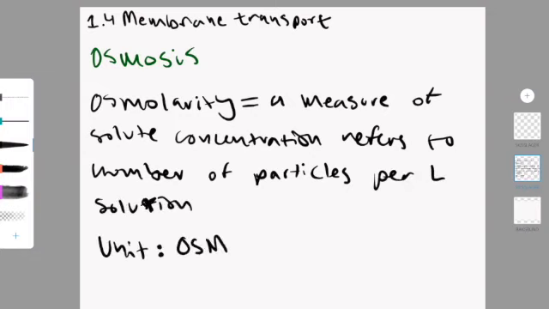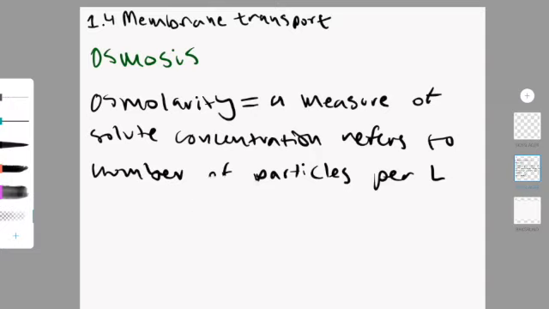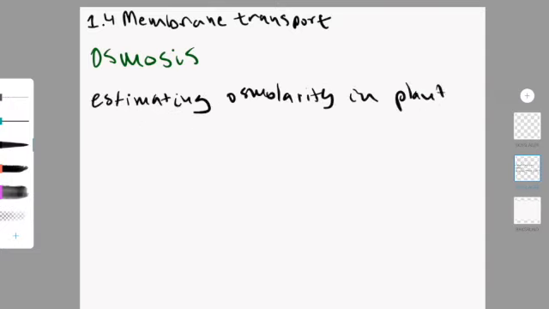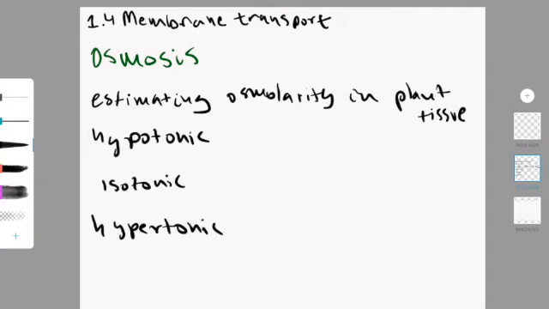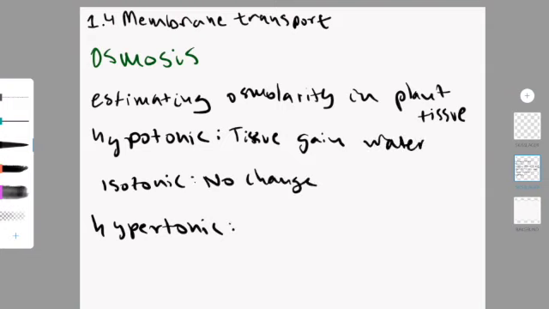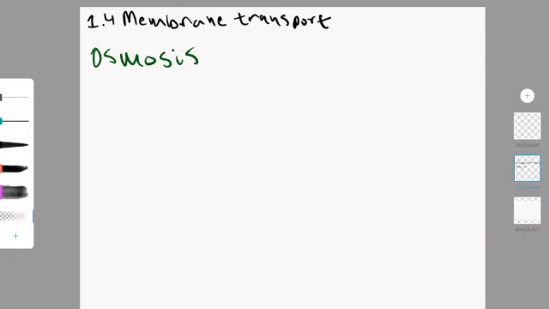So when you're estimating it in plant tissues, in a hypotonic solution, the tissue will gain water, become stiff and increase in mass. In an isotonic solution, there will be no change, and in a hypertonic solution, there will be water loss, so loss in mass, and it will become limp and soft. Usually we did this in class with a potato. We had potato strips and we tested them.